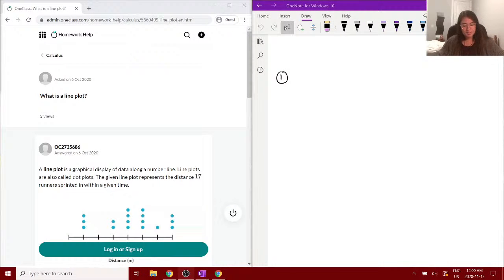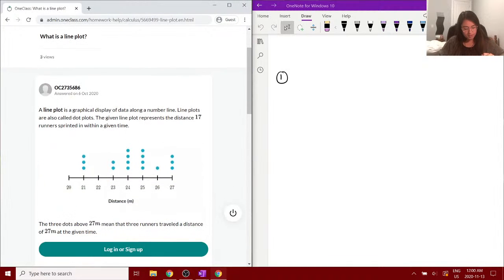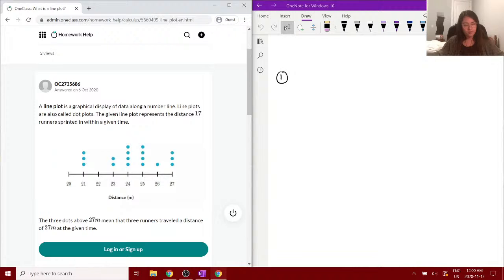Okay, so our first question today is asking what is a line plot? We have a picture here of what a line plot looks like. It's a graphical display of data along a number line. Line plots are also called dot plots, so you might have heard it in two different ways.